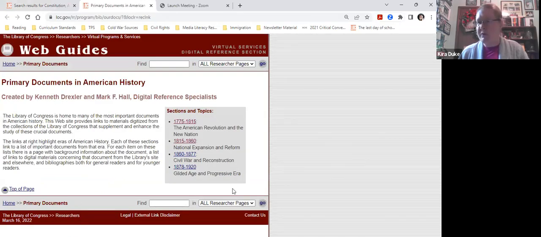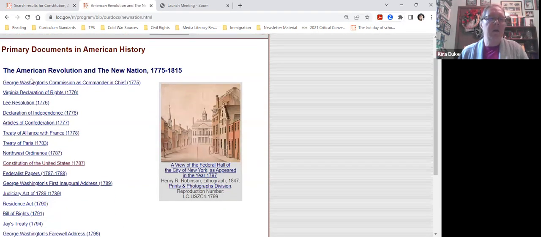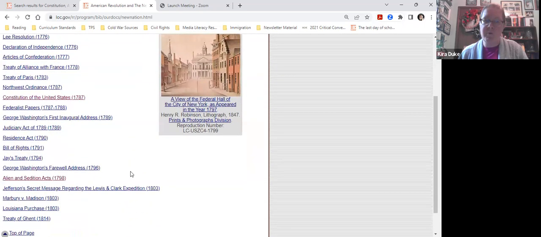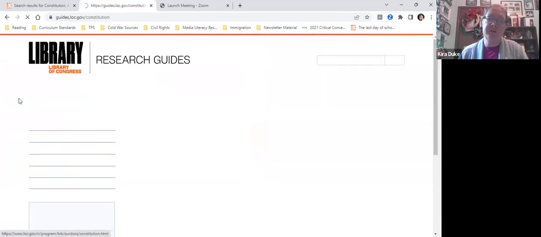Now this page looks like the old ones, but what I like is that they've actually gone back in here and redirected these to their new library research guides, which again, I absolutely love these and find them very useful. So we can see they're divided by sections. So we want to look at this American Revolution and the new nation. And then we have listings of primary sources that are very important for this time period. So for example, we have the Constitution.